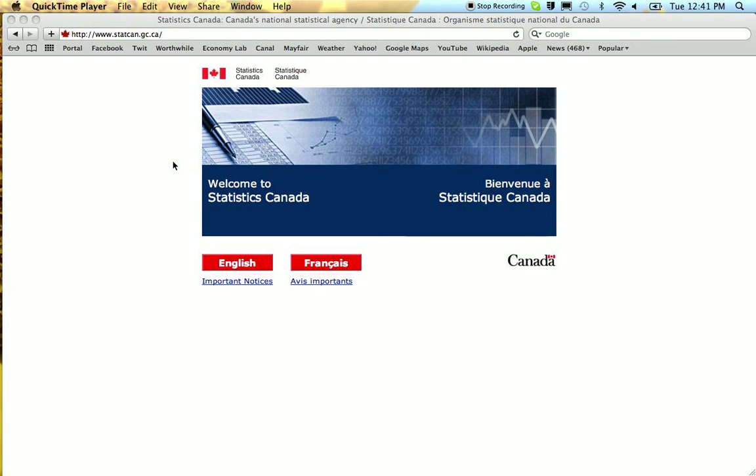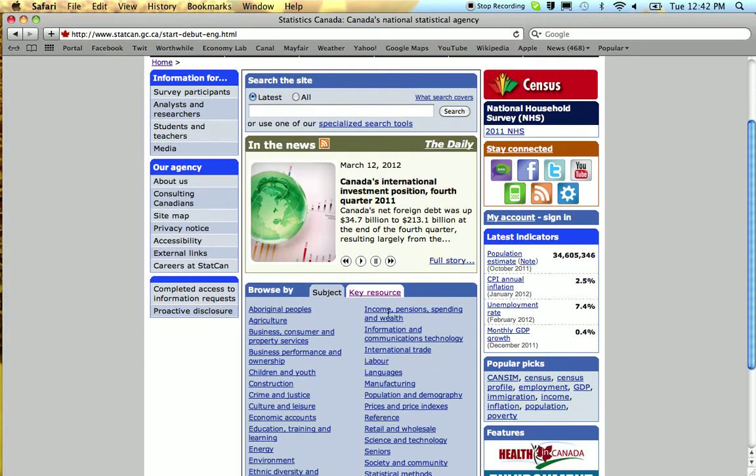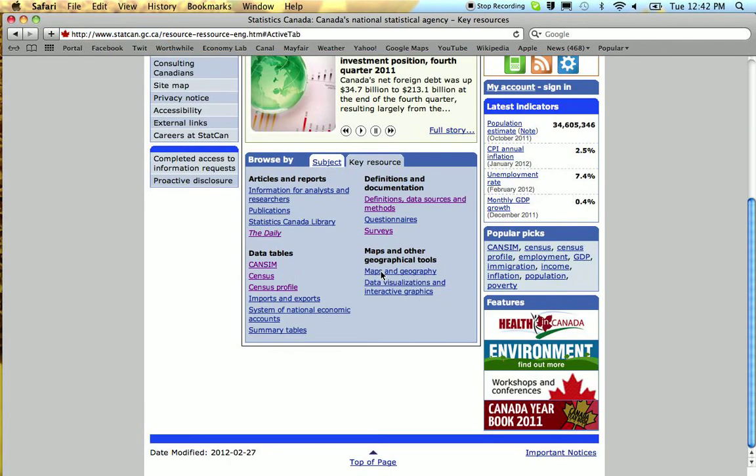Okay, today I'm going to show you how to download employment data from CANSIM. Begin at the Statistics Canada website, www.statcan.gc.ca. Click into English and wait. Now, CANSIM can be found two places, under Popular Picks or under Key Resource. Key Resource, CANSIM. Okay, takes a little while to do.